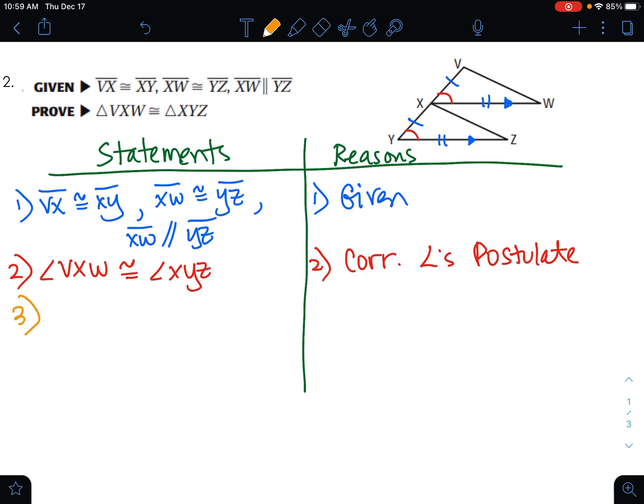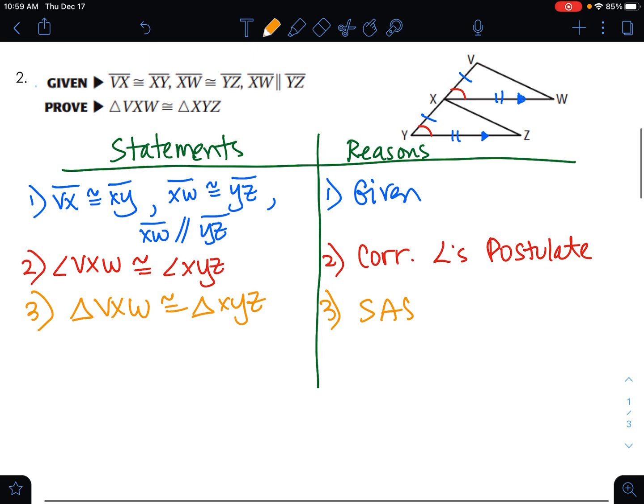So line 3, I'm going to copy down what I'm trying to prove. So triangle VXW is congruent to triangle XYZ. And we have side, angle, side, SAS. Okay, let's move on to 3. I think I'm going to make a second video, so this one's not too long. So I am going to stop this one here and create a second video, but go ahead and try to move on to 3 and 4 by yourself before you start the video.